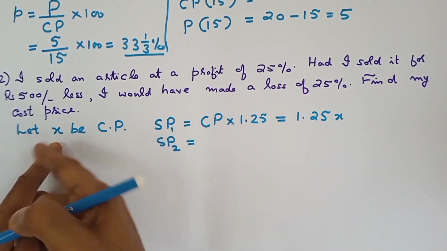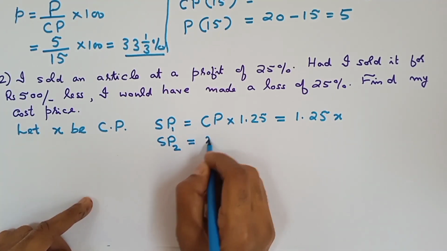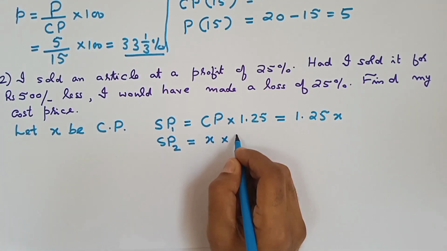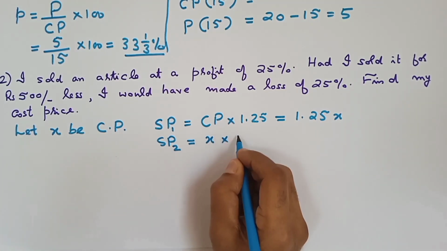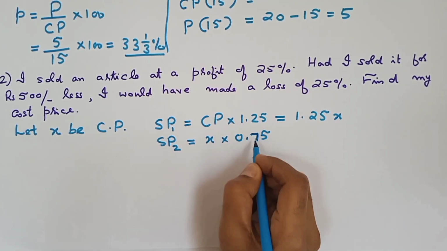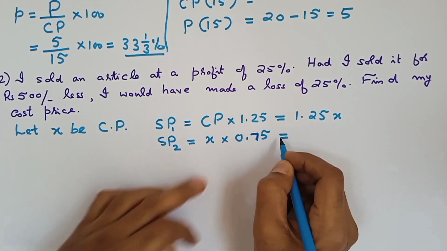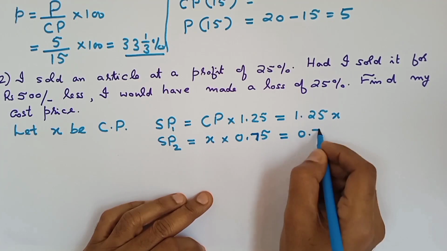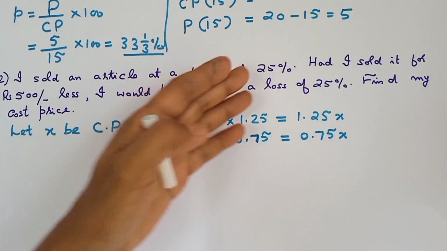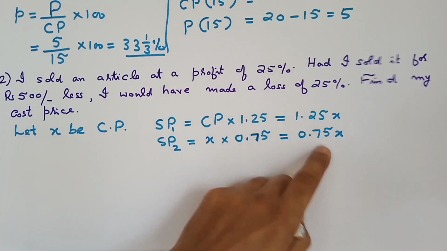Again, same CP, and it's a loss of 25%. So how do you calculate that? CP is X into, if it is 25% loss, that suitable number with which this is multiplied is 0.75. 100 minus 25, then put a decimal. This is how you find out SP, which is 0.75x. Now they say this selling price, when reduced by 500 rupees, you get this selling price.